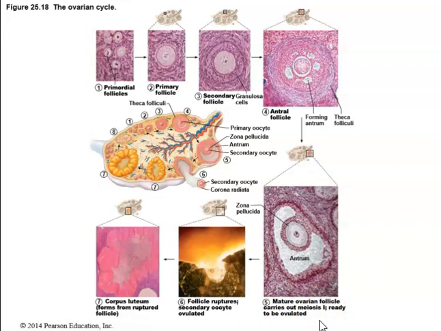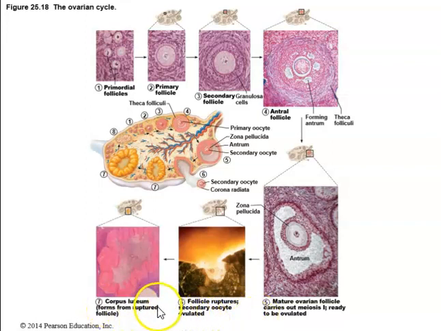Meiosis 2 doesn't occur until fertilization. So this Graafian follicle, or mature ovarian follicle, is what will eventually become ovulated. So here is that space called the antrum, and surrounding the mature egg is the zona pellucida. So the follicle will rupture, and the secondary oocyte is then ovulated.